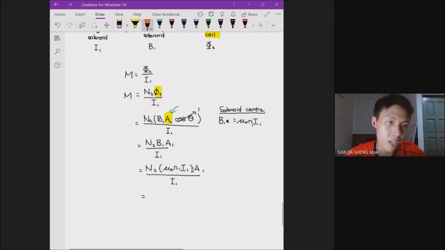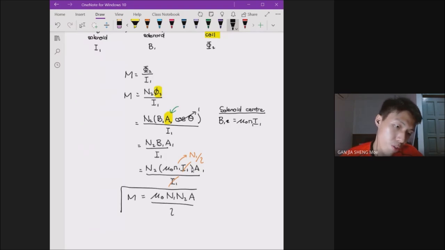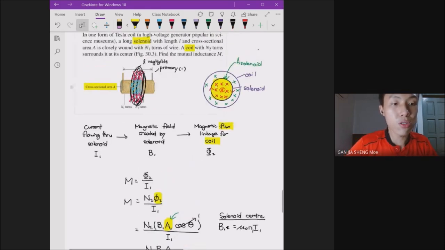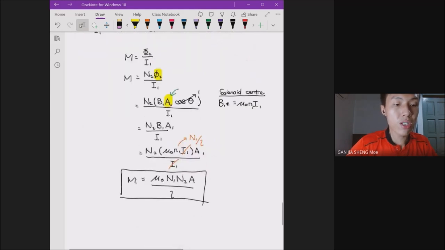What we can do is proceed to cross out things that are overlapping with each other. Then you can expand this to become N1 over L. If you expand everything, you see that the answer will be mu naught N1 N2 area divided by length. So this will be the equation for mutual inductance for this setup, where you have a solenoid and a circular coil around it. The mutual inductance can be determined using mu naught N1 N2 area divided by the length of the solenoid.